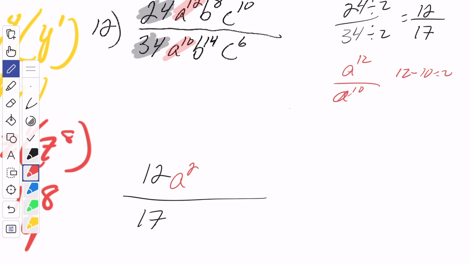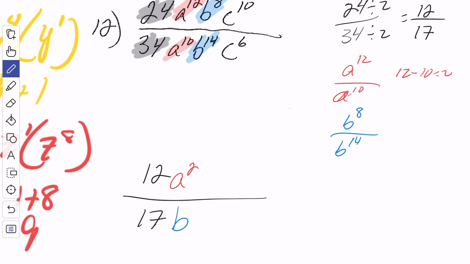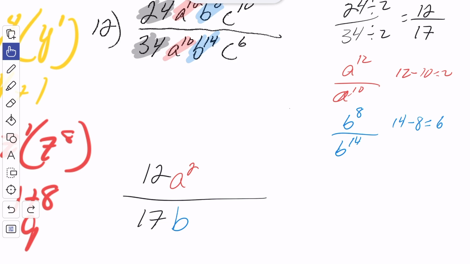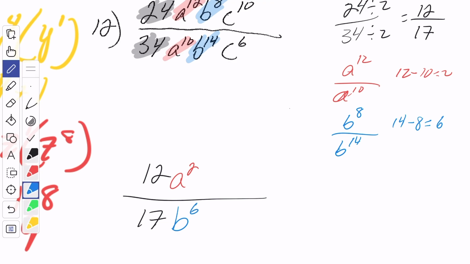All right, so now we're going to go ahead and move on to our b. Well, we ask ourselves again, where is there more b, the numerator or denominator? So I know there's more in the denominator, so the answer is going to be there. So b to the 8th over b to the 14th. So now I can still do 14 minus 8, which is going to give me 6, and I know that means that b is going to end up in the denominator, so it would be b to the 6th power.